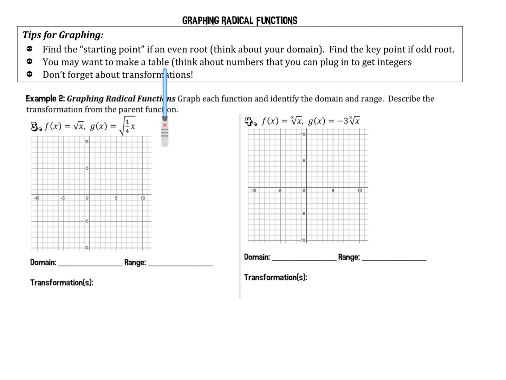Then you may want to make a table. You can use your parent function to transform those values to find the new values of your function, or you can just plug values in, whatever's easier for you. Make sure to pick numbers that make sense. So pick numbers that when you plug them in, you get integer values out. Be logical about how you're picking those numbers. And then don't forget about transformations. If all that's happening is a shift, you can start by graphing that key point and then adjust the rest of your graph based off of that.